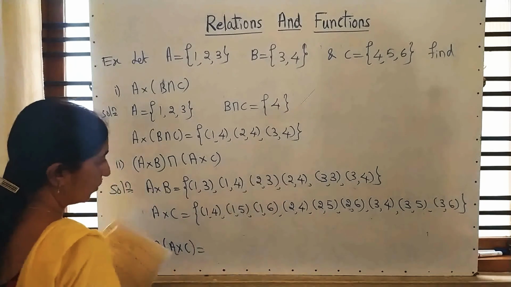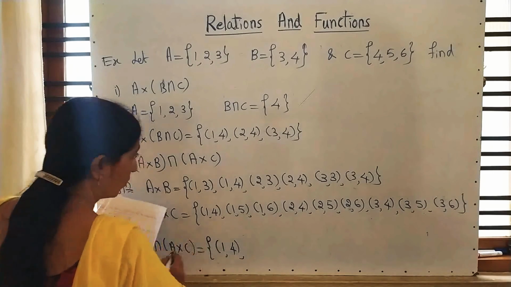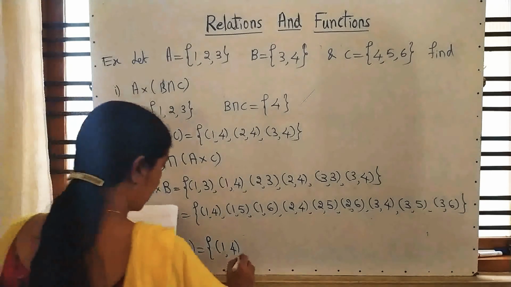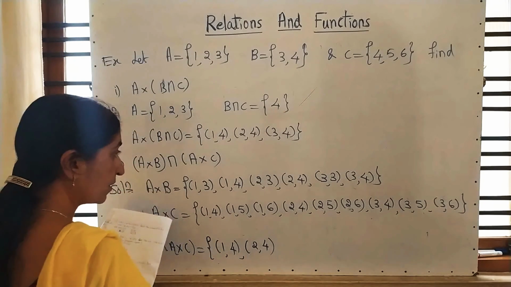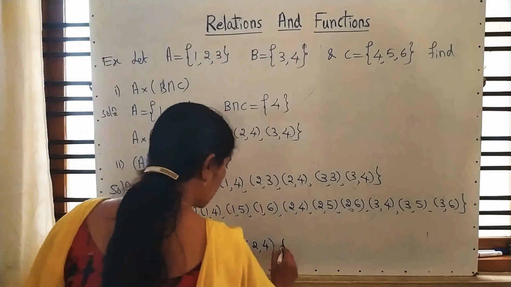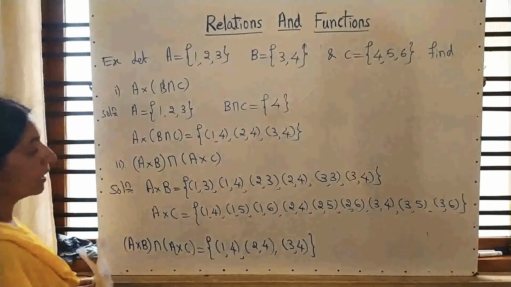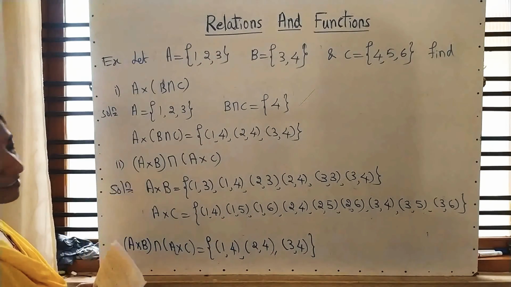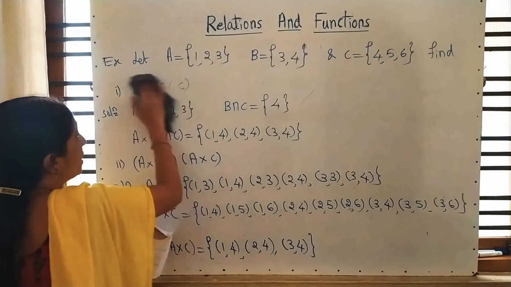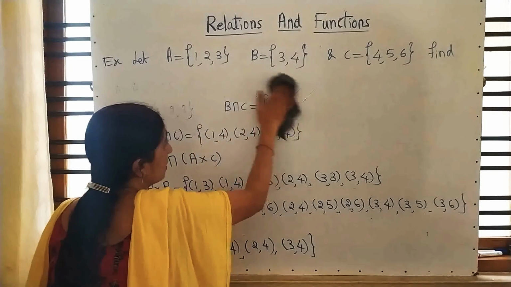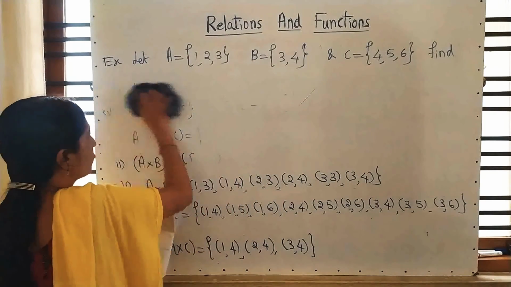(1,3) is not there. (1,4) yes, (1,4). Then (2,3) is not there. (2,4). Then (3,3) is not there, but (3,4) is present in both. Yes. Is it simple or what? Just because we are already familiar with intersection and union from the first chapter, we are just applying that. The only difference is here we are writing a Cartesian product.